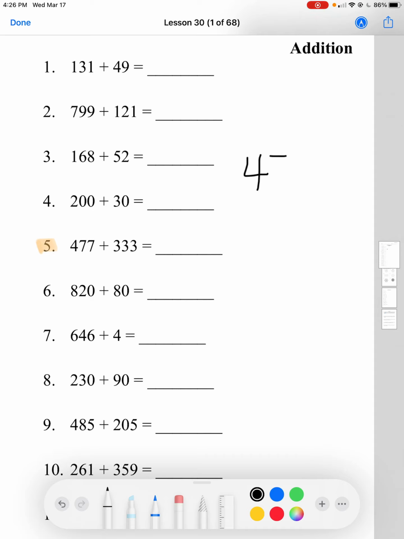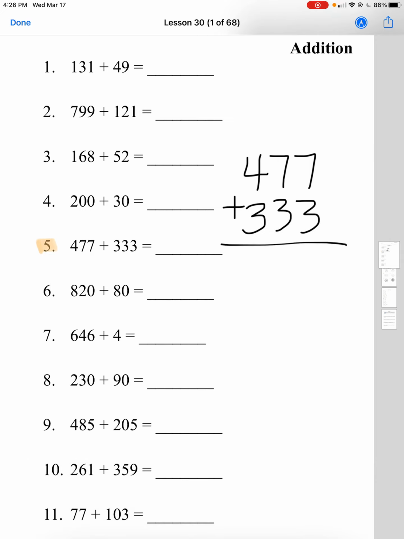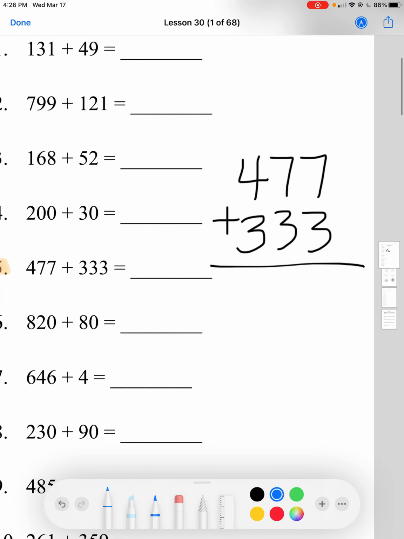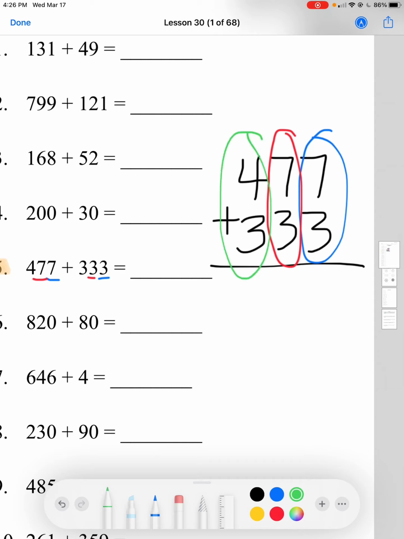So always make sure to rewrite the question so you can make sure that you're lining up and you're adding the right places together. So we have our ones place right here, 7 and 3. Our tens place right here, again 7 and 3. And then hundreds place right here, 4 and 3.